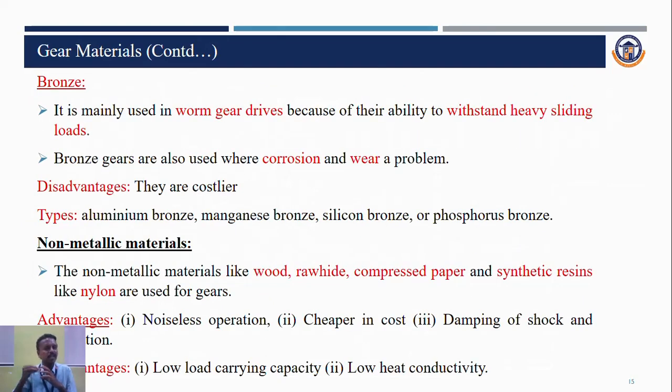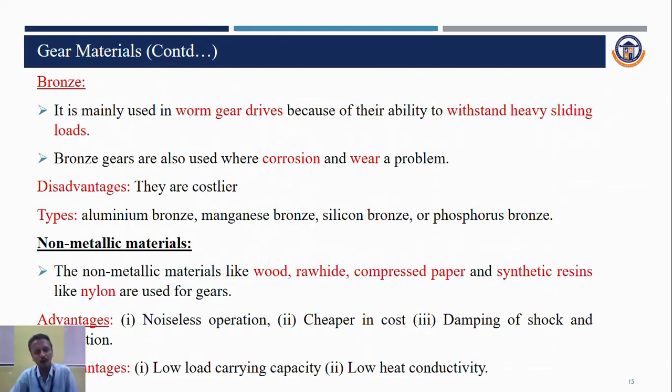So the next material is bronze. It is mainly used in worm gear drives because of its ability to withstand heavy sliding loads. Bronze gears are used where corrosion and wear are a problem. The disadvantage of bronze is that it is costlier. The types of bronze are aluminum bronze, manganese bronze, silicon bronze or phosphorus bronze.